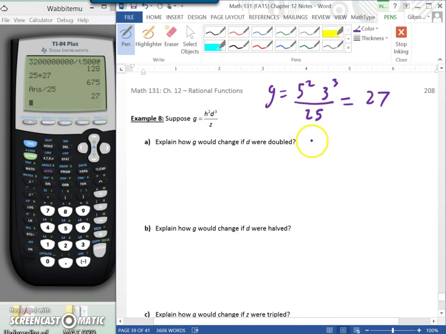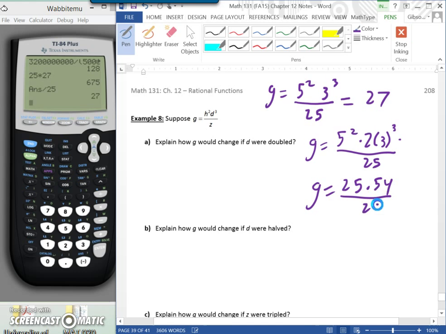So what we would do is this. We would say G is equal to 5 squared times 2 times 3 cubed all over 25. So now we have G is equal to 25 times 3 cubed, which is 27, times 2 is 54. And that's still all over 25. So G would be 54. So what happened here with 27 and 54? It doubled.